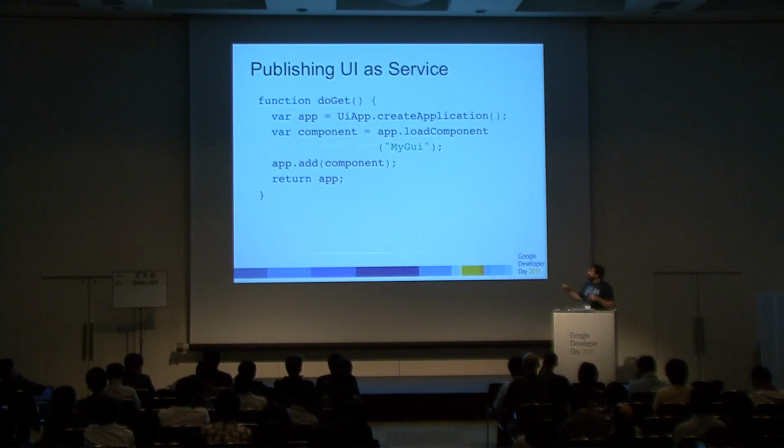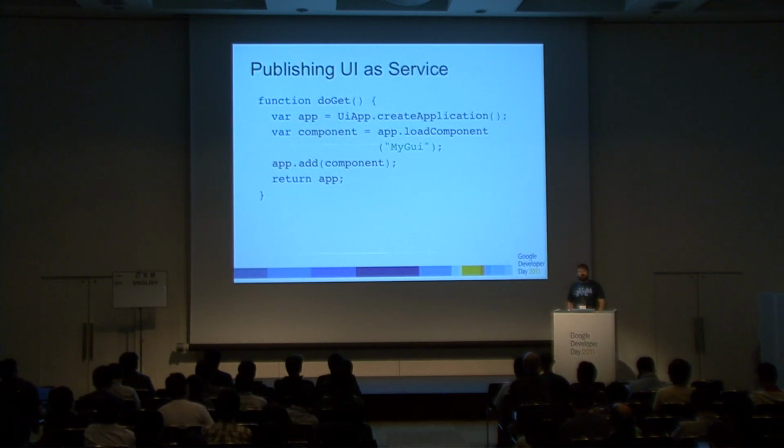Pretty easy. And if you want, you could actually just return text. If you just want to show text, you can just do doGet return hello world, and you'll get a web page that returns hello world. It's really easy.